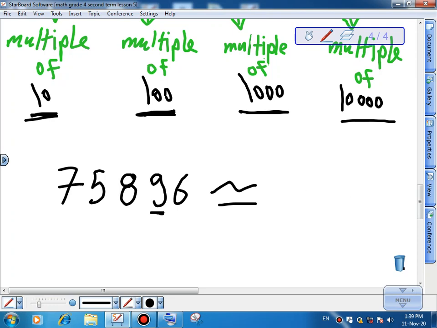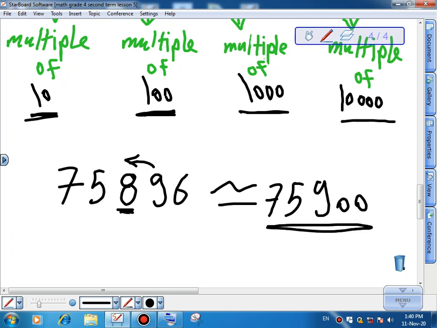If I need to approximate this number to the nearest 100, look to the hundreds place. The number before hundreds is the tens, which is a weak number. Just add 1 to 8, it will be 9. 5 will be 5, the same with 7. The tens and units places are replaced by 0. It will be 75,900. This number is a multiple of number 100.